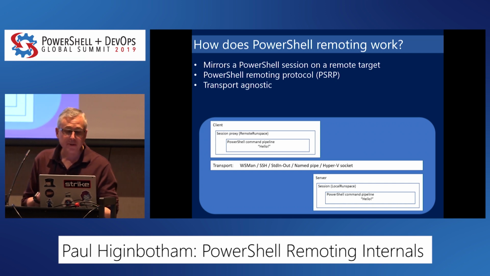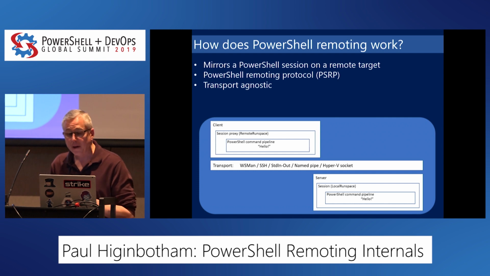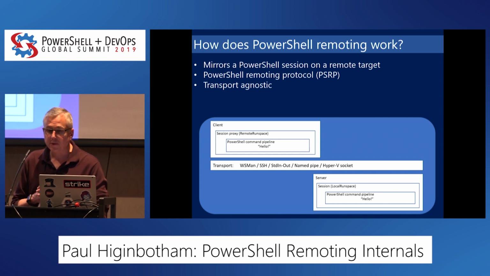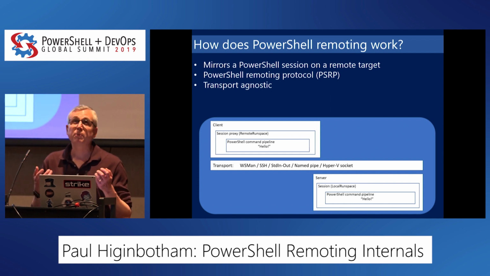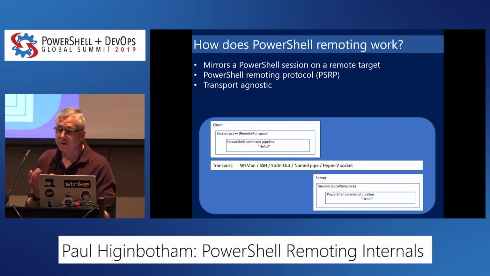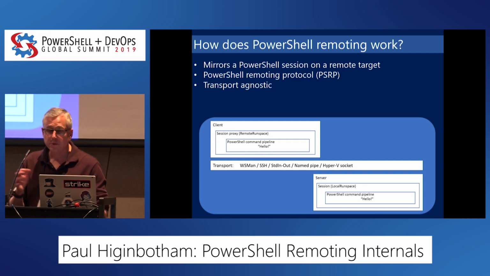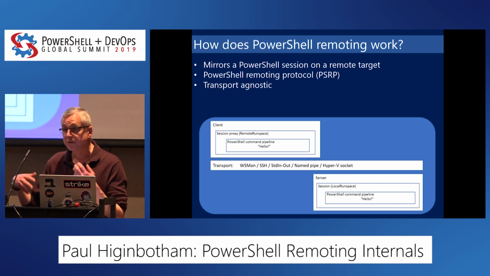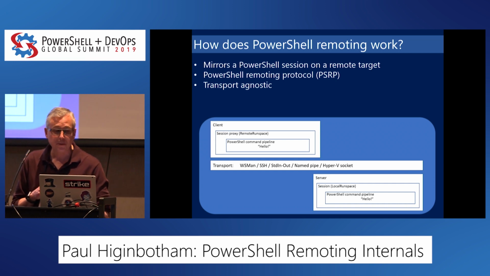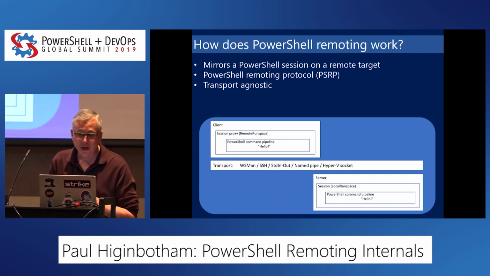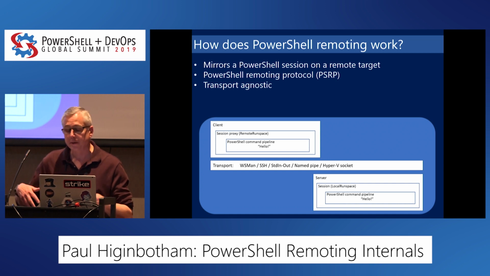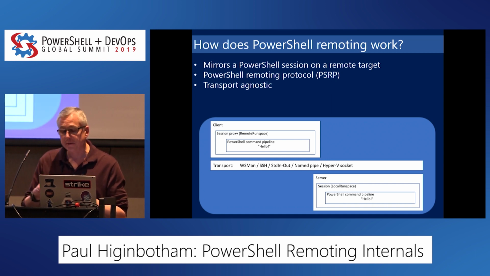And all the magic happens in something called the PowerShell Remoting Protocol. That's basically a big, huge definition of all the messages and data that flow back and forth across the transport, across the wire, and the actions that need to be taken in response to those messages. And again, PowerShell remoting is transport agnostic. When you set up a remoting session, you indicate to the remoting system what transport you want to use.